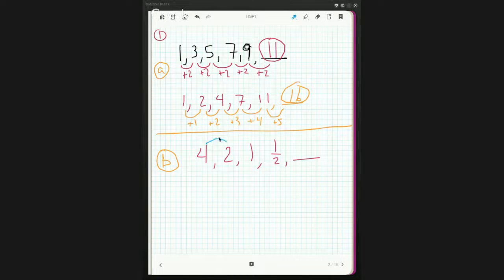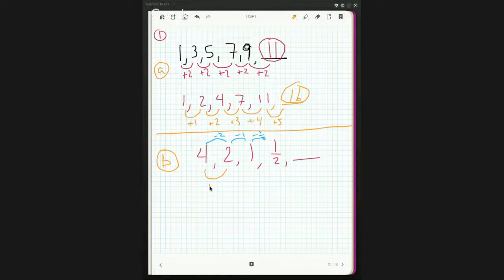So let's look at this. Let's say, well, this is -2. Well, this is -1. This is minus a half. Well, I'm not really seeing a pattern, a subtraction or an addition pattern here. So we're going to go to the second strategy, which is look for the multiply pattern.